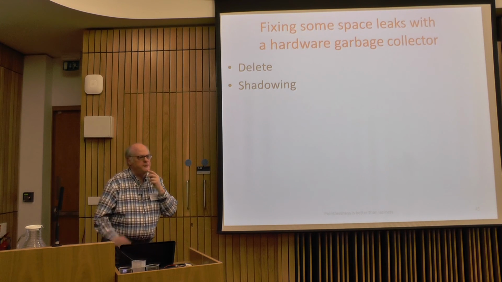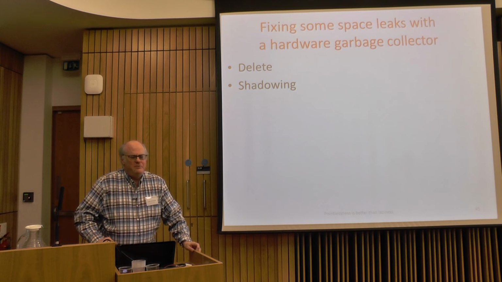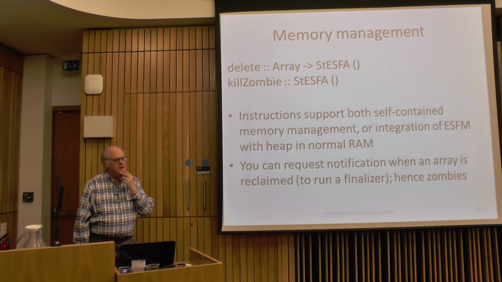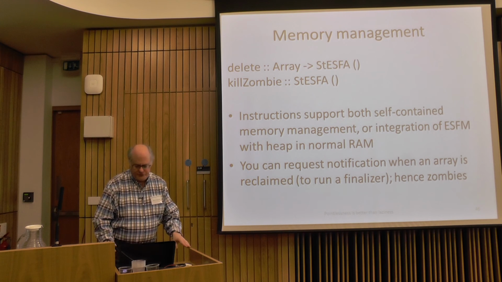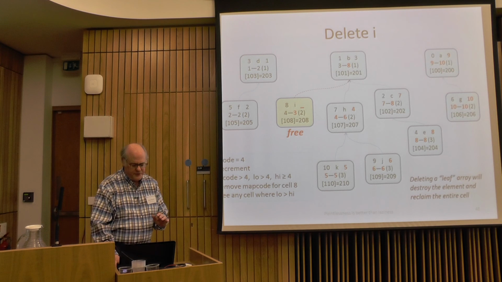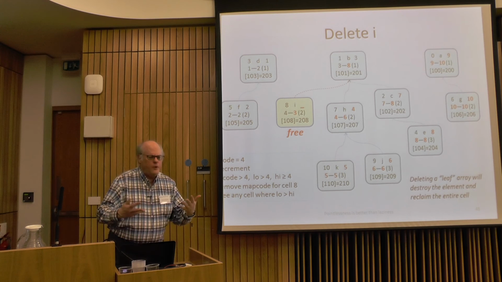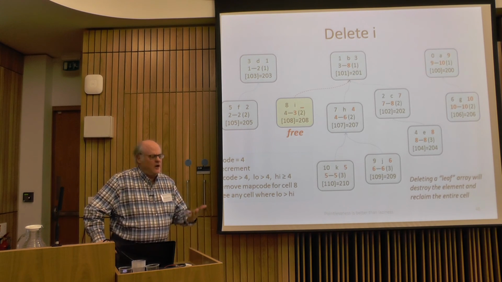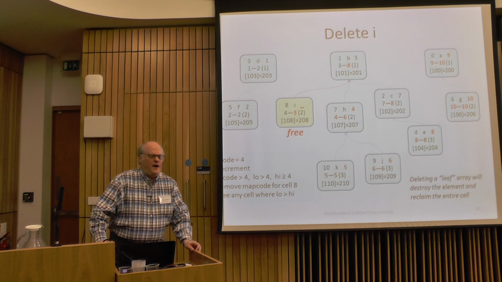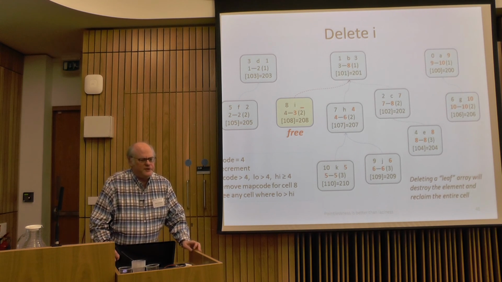Another of Phil's old papers from a long time ago. He used to get his hands dirty. He had a paper on fixing some space leaks with a garbage collector. And there's actually an interesting garbage collector for this system. The algorithm is here, and I'll just tell you the main property of it. When you delete an array, that's a promise that you're not going to update it or look it up in the future. And the array gets deleted in constant time.